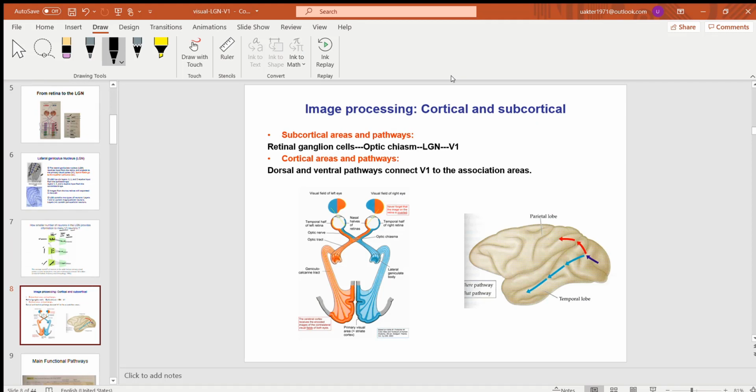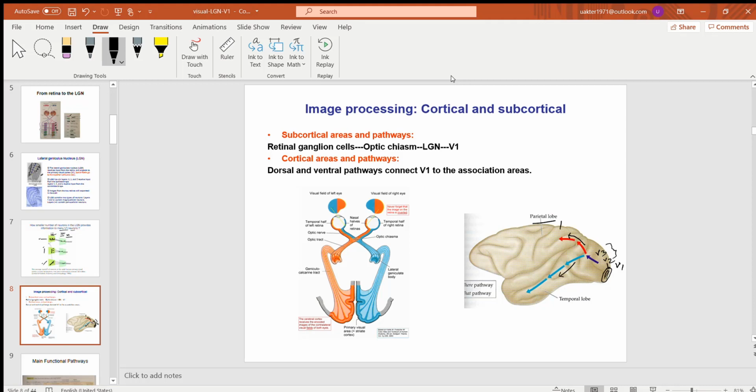Okay, so what happens after the primary visual cortex, or V1, which is here, right, in the back, all the way back of the occipital lobe. So here, this is V1, and V1 then sends signal to V2, then V3, and then goes to V4, and then they go to 2 different pathways. This is the parietal lobe, and this is the temporal lobe.